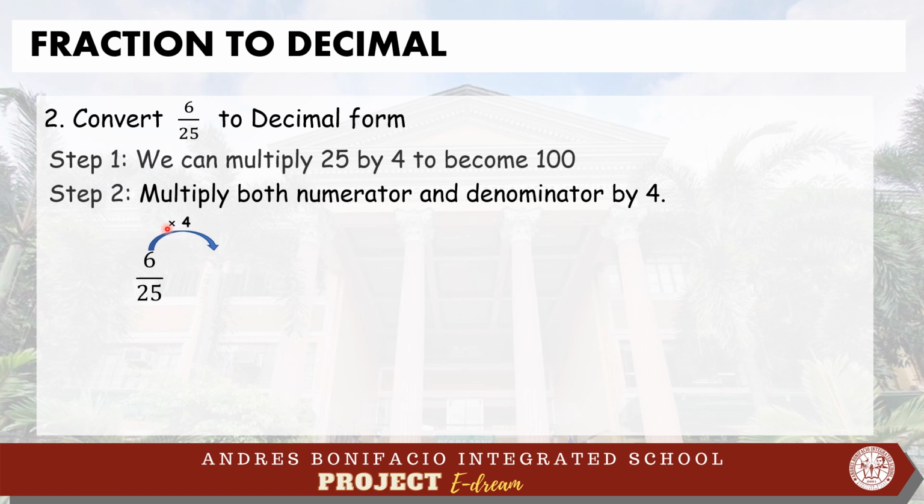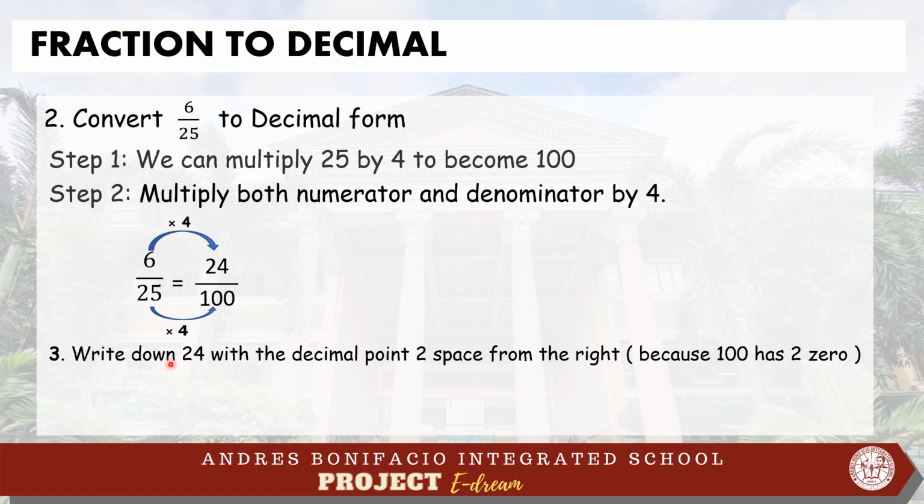So, we have 6 times 4. So, we have 24. Next, multiply the denominator, which is 25, times 4. So, we have 100. So, therefore, the equivalent fraction of 6/25 is 24/100 or 24 hundredths.